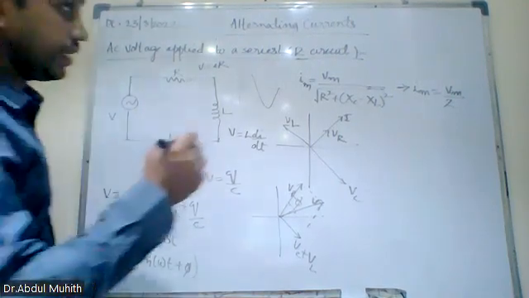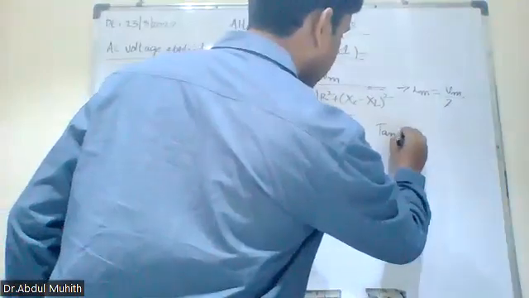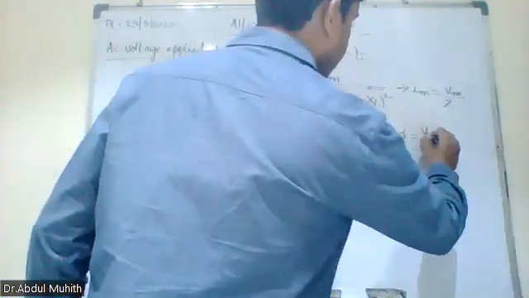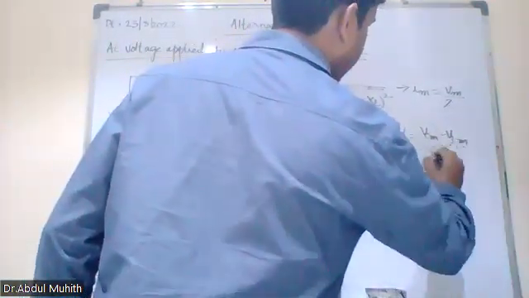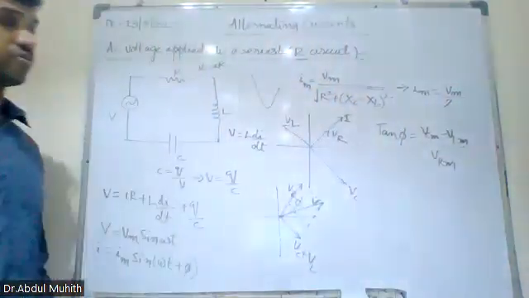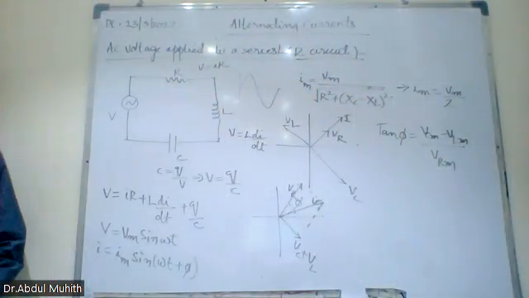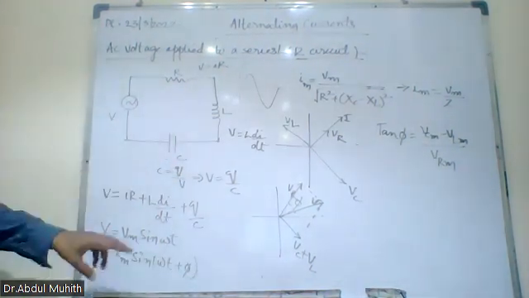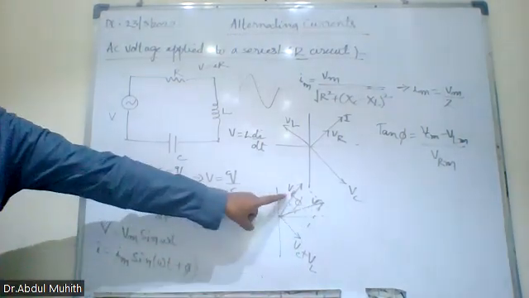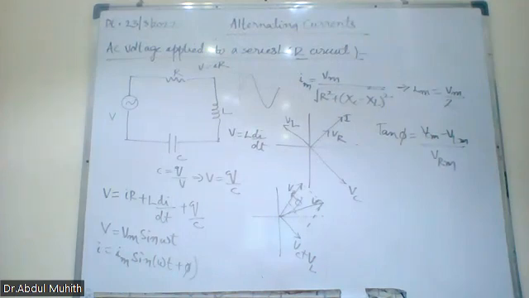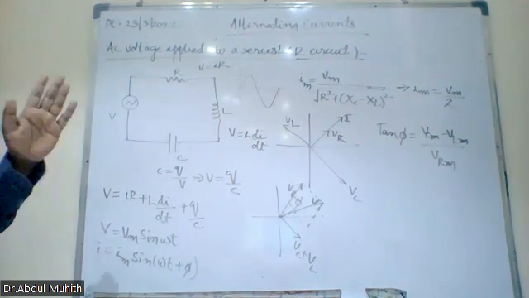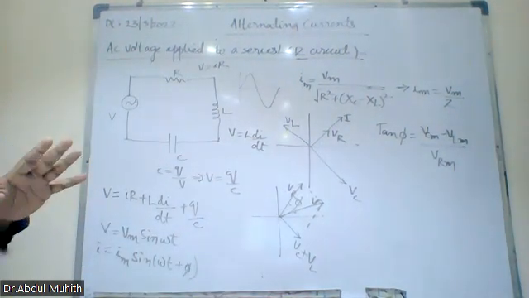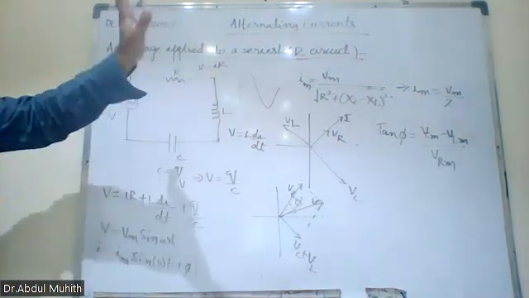Now what is the angle here? Tan phi is equal to what? VCM minus VLM divided by VRM. That is, the voltage across the capacitor minus the voltage across the inductor, divided by the voltage across the resistor. That is the phase angle, the final phase. That means the resultant voltage is making an angle phi with the initial voltage. VR is the initial voltage, V is the final voltage, so that much angle it is making. How did we calculate? With the angle phi.